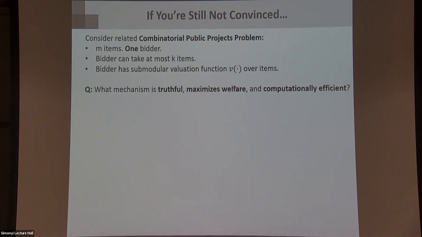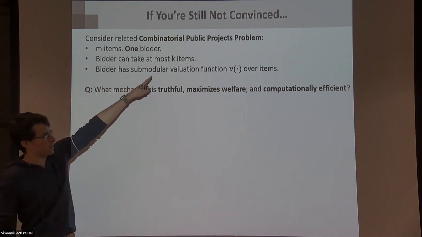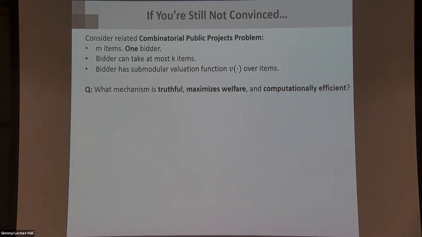So I would ask first, is there a mechanism? Let me just quickly say the problem is that the bidder can get at most K items and they have some submodular valuation. So it's not a trivial optimization problem, but the incentives should be trivial. I basically just want the bidder to take whatever they want. I'm just going to approve it.